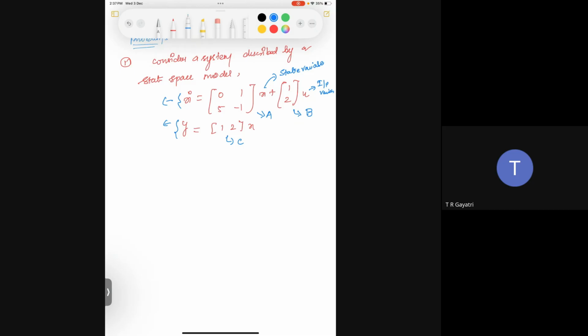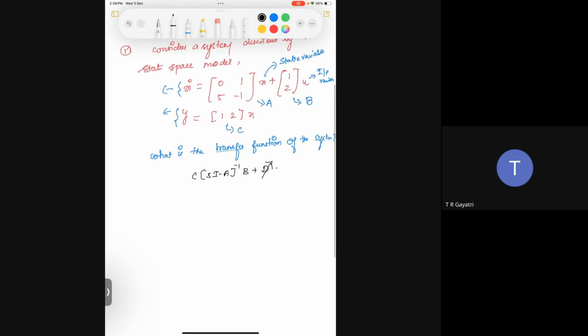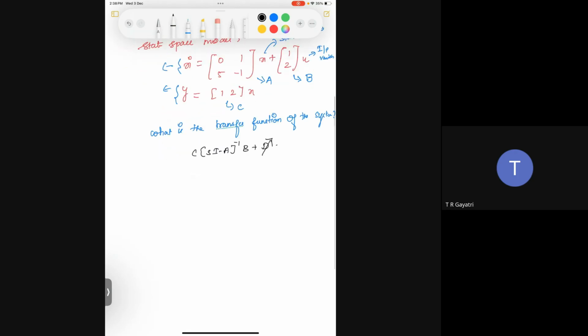Right. Now, the question is, what is the transfer function of the system? So it's a straightforward question. They have given a state space model for a system and are asking back the transfer function. We know this formula. You remember this? C into (sI minus A) the whole inverse into B plus D. The D matrix is not given, so it is considered to be 0. You just have to substitute all the matrices here. We identified what is C, A, B.